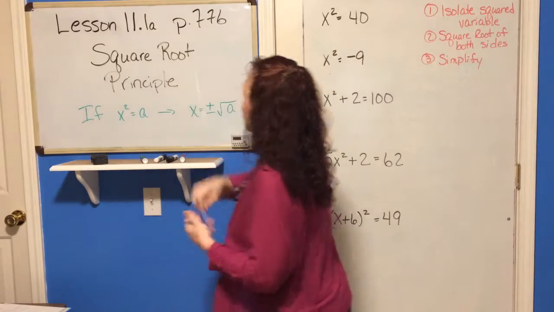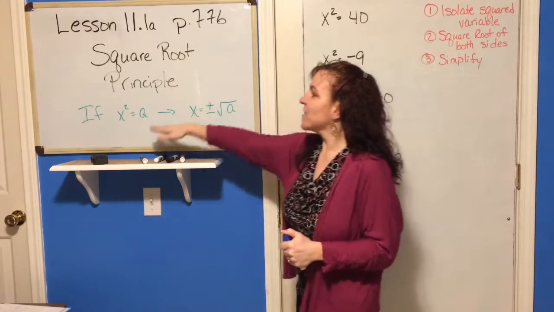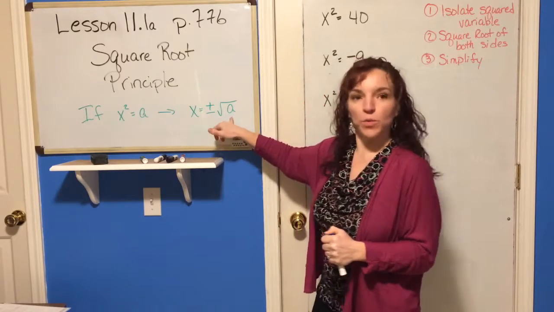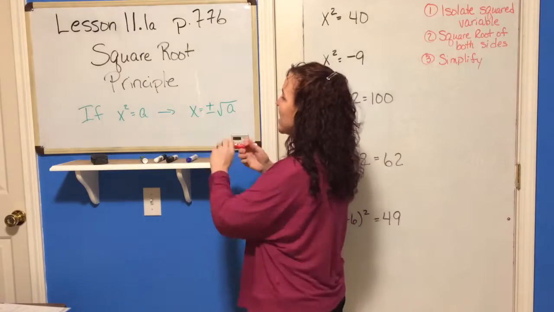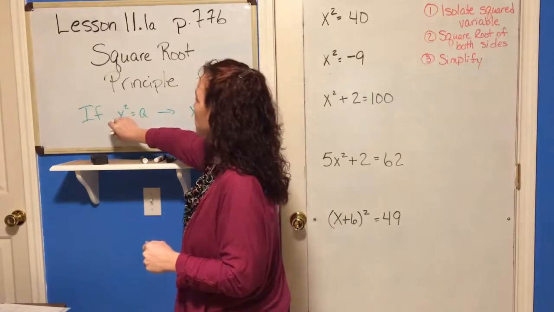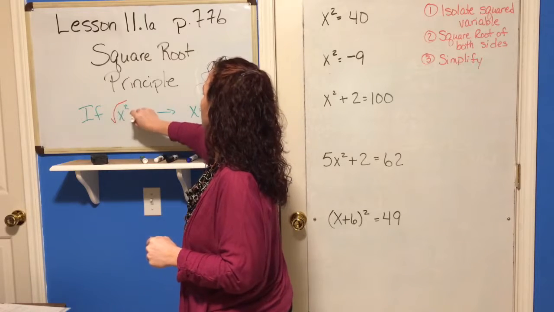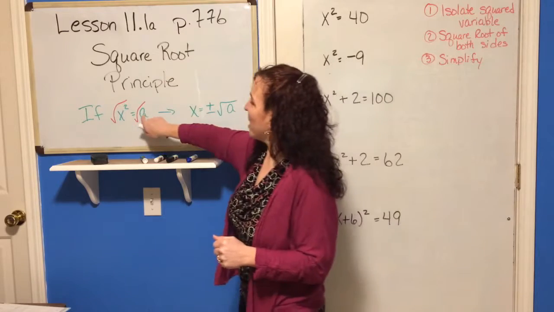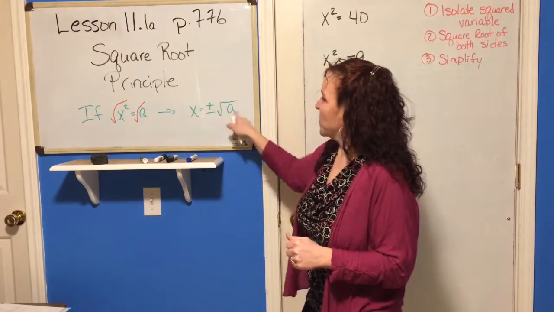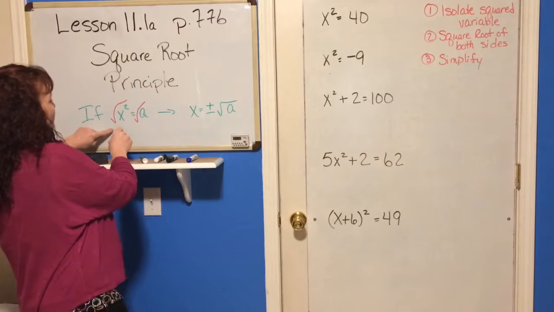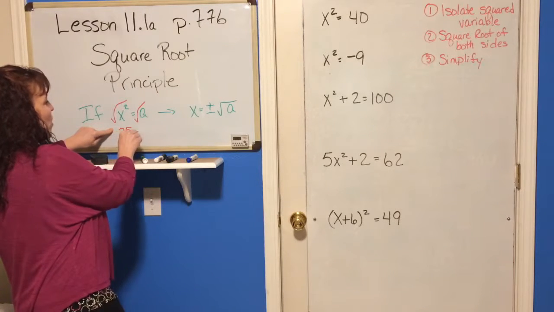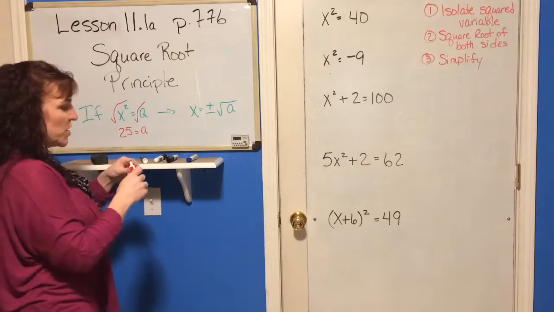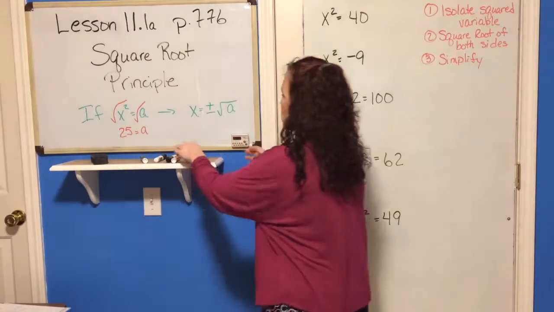Here we go. The square root principle is: if x squared equals a, then x must equal plus or minus the square root of a. In other words, if you take the square root of both sides, the square root of x squared is just x. Let's say x squared equals 25. Then x could be 5, or x could be negative 5, so you have plus or minus the square root. That's what we mean by that.